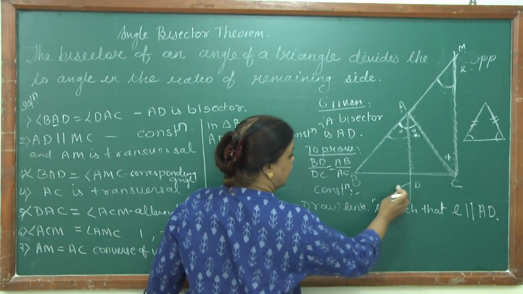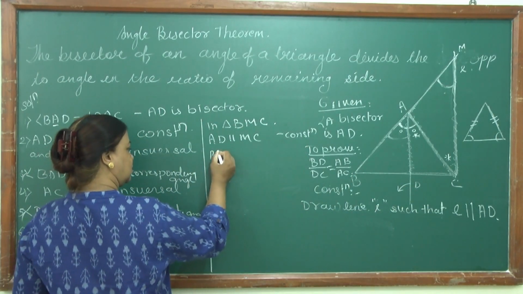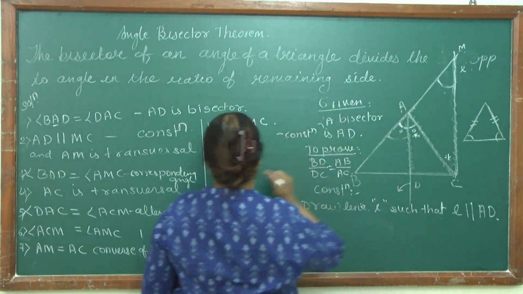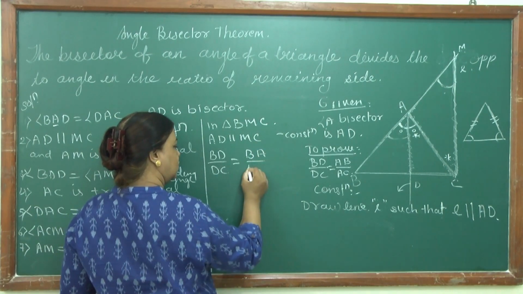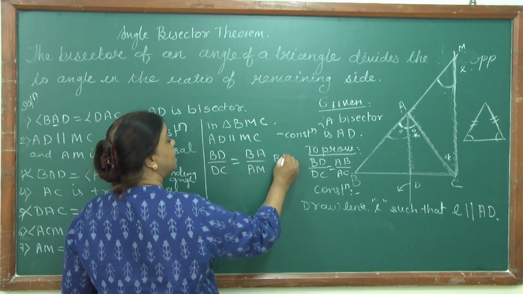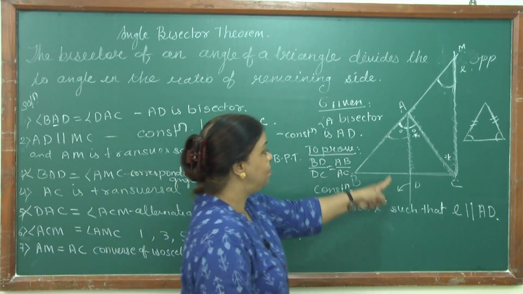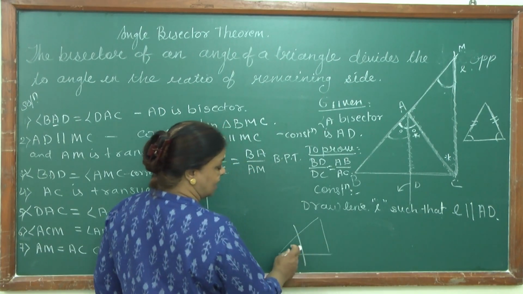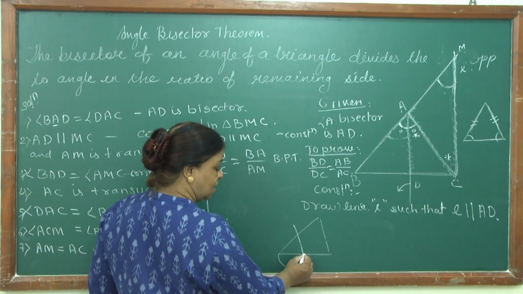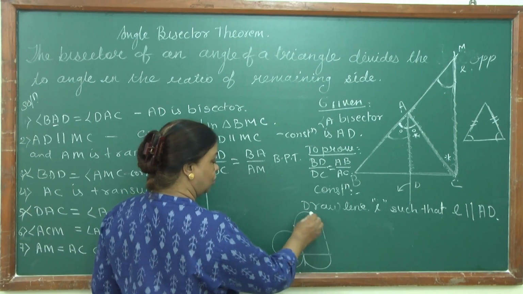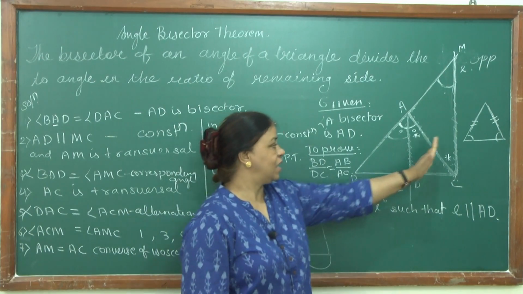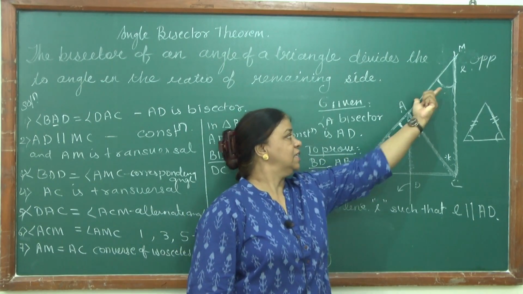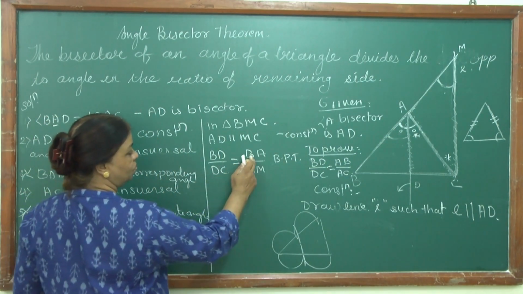Therefore, BD upon DC is equal to BA upon AM. And why is it like this? By BPT theorem. Means in BPT theorem, if this is your triangle and this line is parallel to this, so this side upon this side is equal to this side upon this side. So this line is parallel to this. So this section upon this section is equal to this section upon this section. So we got BD upon DC is equal to BA upon AM.